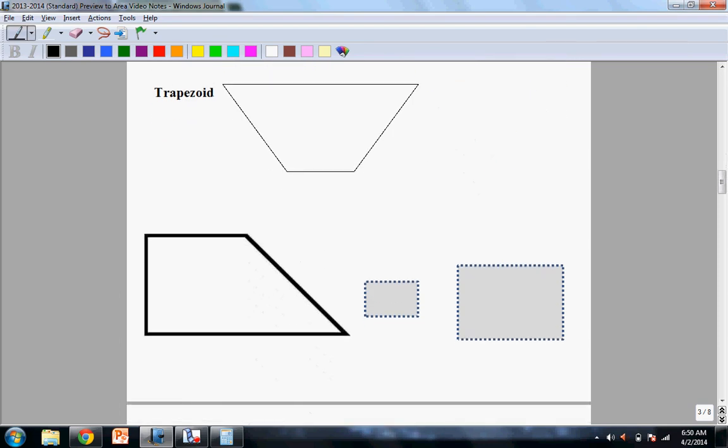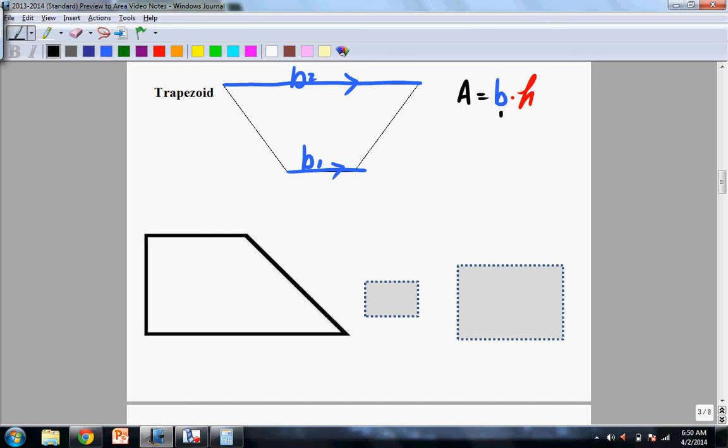Now, a trapezoid is kind of like a parallelogram, but the problem is we have two different bases. Let me just remind you, a parallelogram is the length of the base, which are the same, times the height, which makes a right angle. But in a trapezoid, we have two different bases. We'll call this one base 1 and base 2. The bases are always the parallel sides.